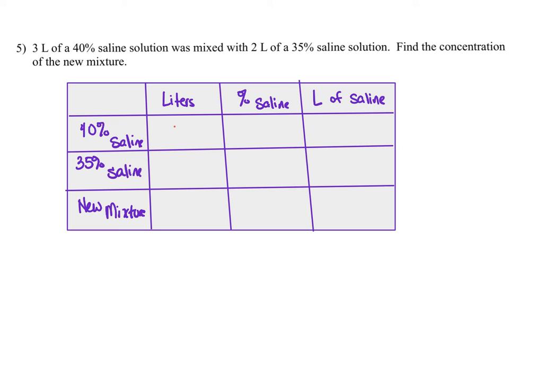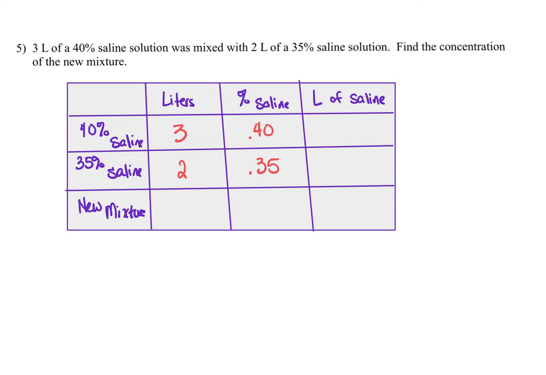So how many liters do I have of the 40% solution? According to this, I have 3. We already know the percentage. It is 40%, so I'm going to write that 0.40. How much do I have of the 35%? 2, and we already know that percentage as well.